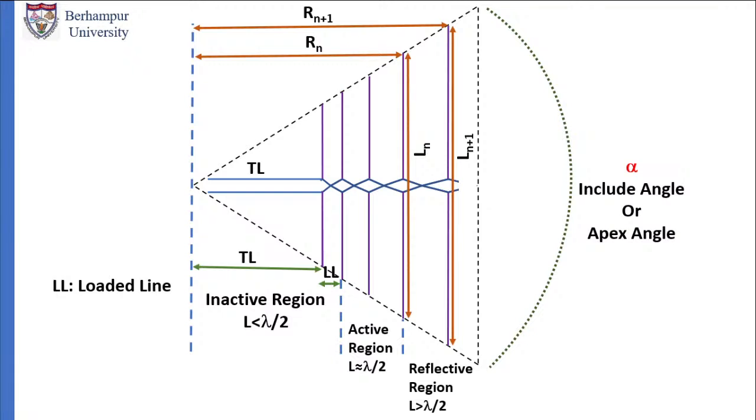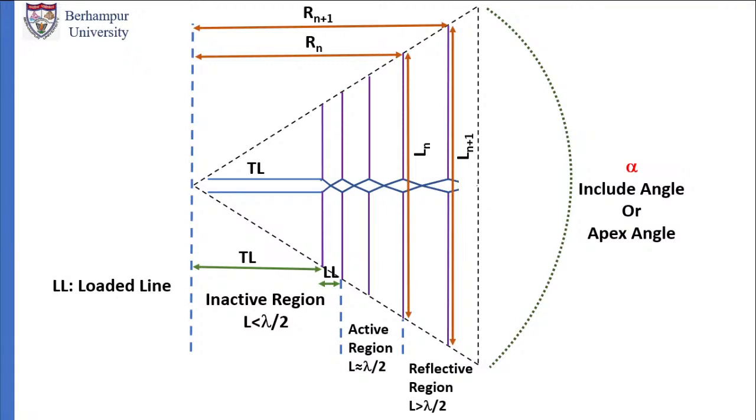Try to remember the Yagi-Uda antenna. We have a reflector whose length was larger than the driver or driving antenna. The driving antenna length was lambda by 2. Therefore, when the length is greater than lambda by 2, those elements are reflective elements. That region is called the reflective region. Where the length is approximately lambda by 2, that region is called the active region. Those elements are contributing to radiation. Before that, we have director-type elements. Those are the inactive region. As you keep on changing the frequency, these regions will keep on changing.